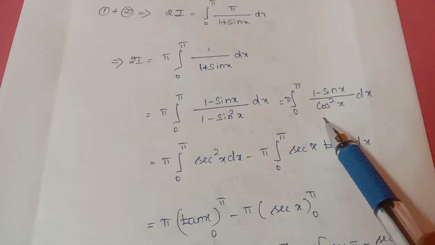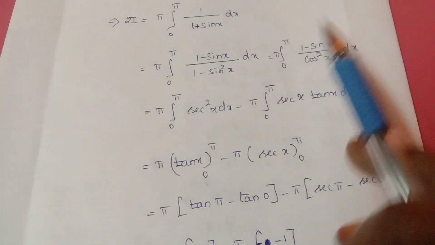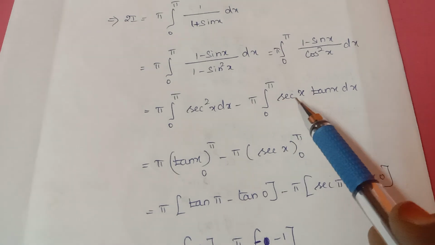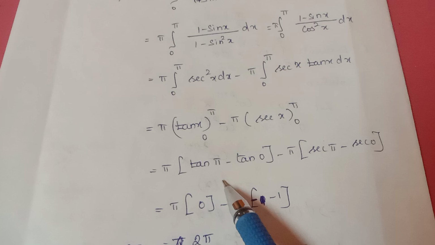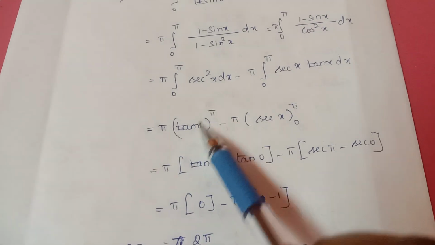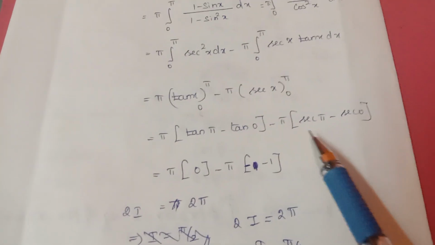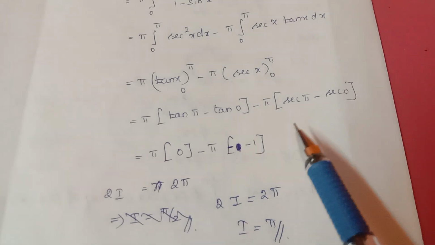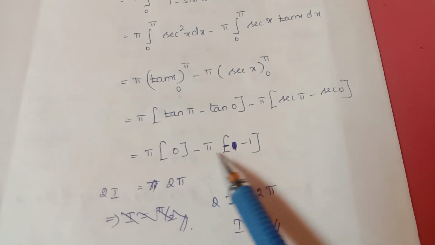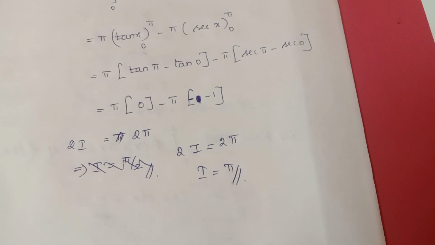1 by cos square x is secant square x, minus sin x by cos square x is secant x into tan x. Right? Integration of secant square x is tan x, and integration of secant x tan x is what? Secant x. Now we apply the limits. Tan pi is 0 and tan 0 is also 0. So the first term will be entirely 0, and the second term is secant pi minus secant 0. Secant pi is minus 1, minus secant 0 which is 1. So that will be what? Minus 2. And one more minus is there, so it will be plus 2 pi. So 2I equals 2 pi, or simply I equals pi. Okay, that's all. Thank you.